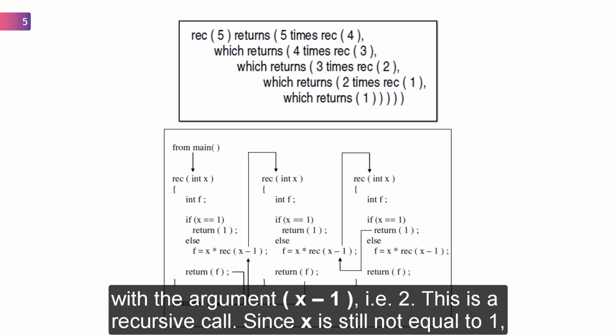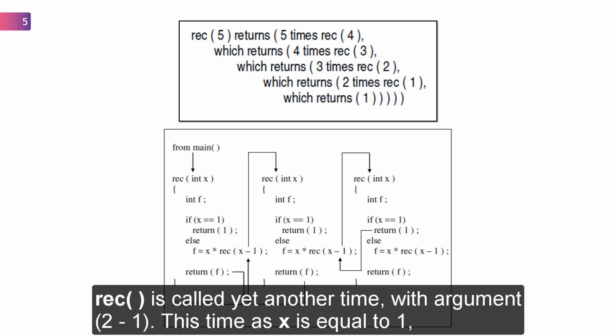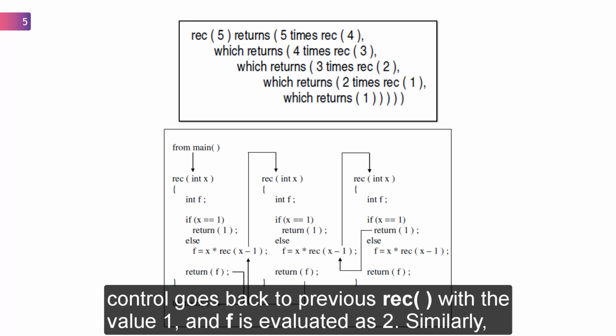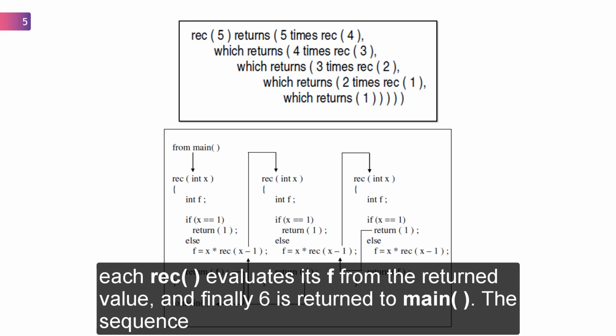Since x is still not equal to 1, rec is called yet another time with argument 2 minus 1. This time, as x is equal to 1, control goes back to the previous rec with the value 1 and f is evaluated as 2. Similarly, each rec evaluates its f from the returned value and finally 6 is returned to the main.